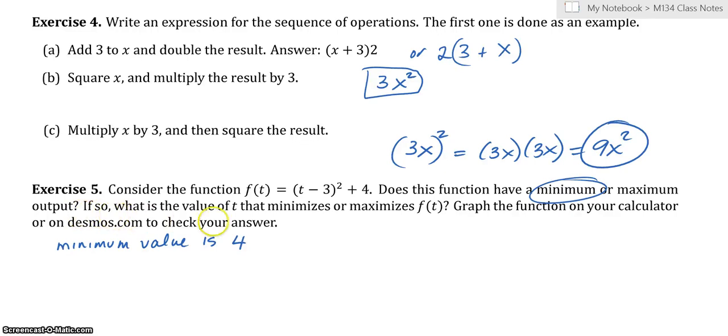If so, what value of t minimizes f of t? So t equals 3 gets you that 4, right? Minimized f of t. So if you plug in a 3, for instance, you would get that 4. Or you could just say it like this. f of 3, if you plug in a 3, is 4.